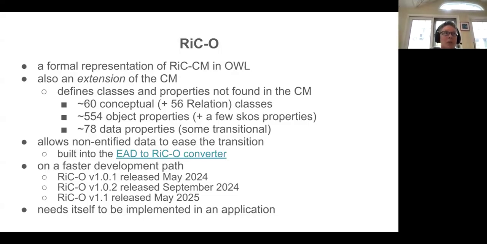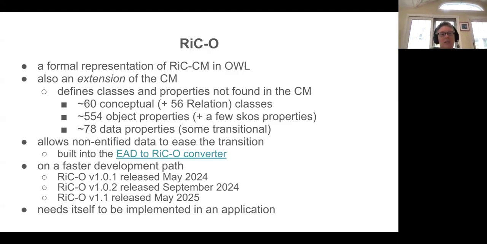So in the spirit of incremental adoption, RiC-O provides these transitional data properties that allow us to map our data to RiC-O, even though it is stringy and not entified. And the idea here is that we'll get around to entifying that at some point. And that is baked into the EAD to RiC-O converter, by the way, if you want to take a look at that. And I've provided the link on this slide.